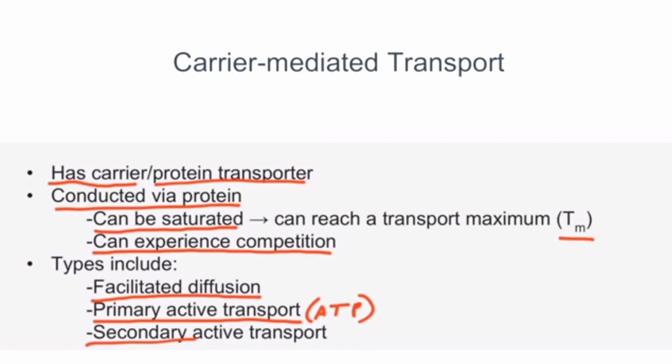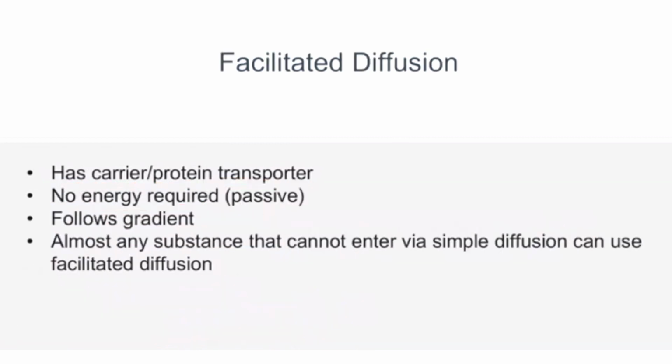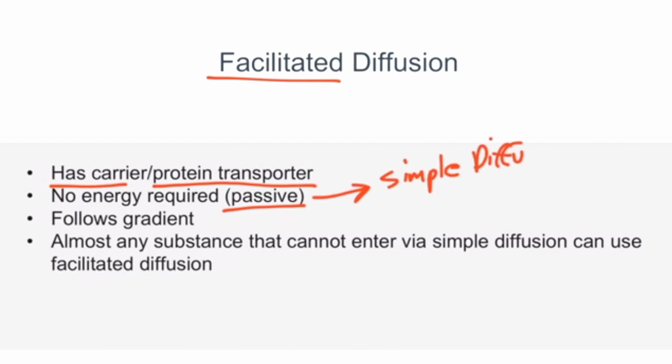And we'll explain what we mean by this later in this lecture. So now let's focus more on facilitated diffusion. Of course, because it is facilitated, that means there is a carrier or a protein transporter. Now, there is no energy required, which makes it passive. And recall another type of passive transport is simple diffusion. So whenever you see the word diffusion, you should always think of passive. And because it is diffusion, that means it will follow a concentration gradient.